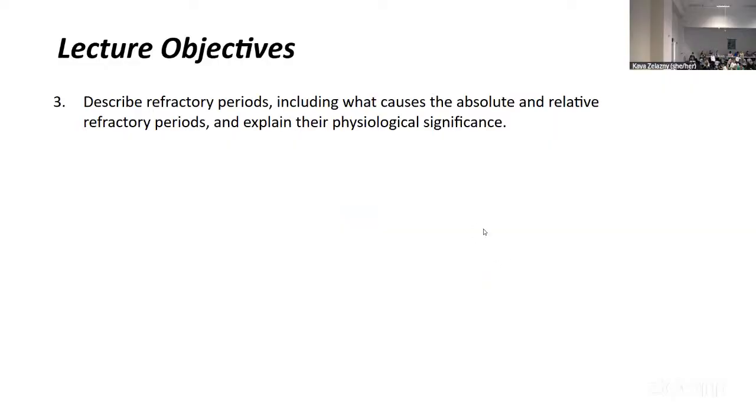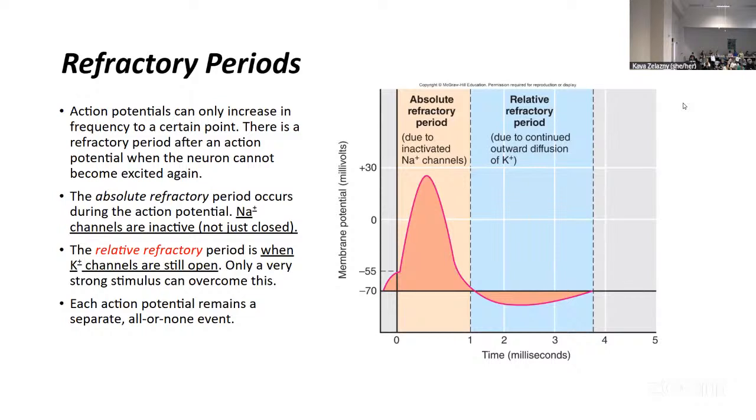Let's think about those refractory periods since we got a couple more minutes. Okay. So here's another picture of our action potential. You can see it goes up. That's our depolarization phase. It comes down to -70, repolarization, and it overshoots a little. That's our after hyperpolarization.